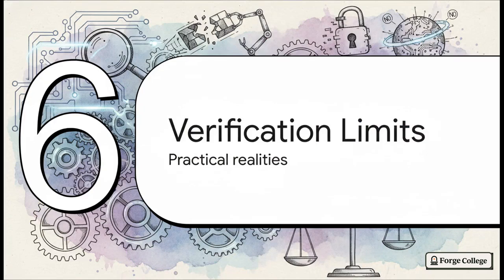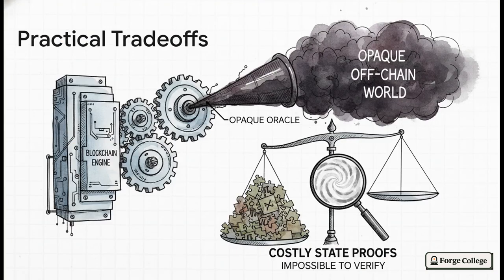Section 6. The limits of verification. Let's hit the practical realities. Because we have to talk about the practical trade-offs here. Reconstructing that pre-state we walked through earlier, well, it can be highly expensive, computationally speaking, if the chain isn't providing efficient proofs. But honestly, the single biggest vulnerability is a reliance on off-chain oracles.